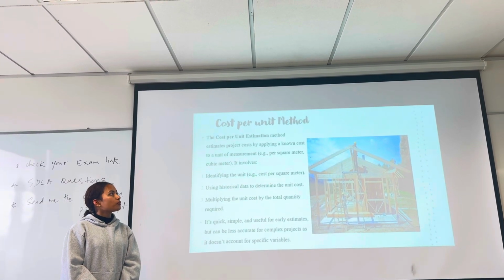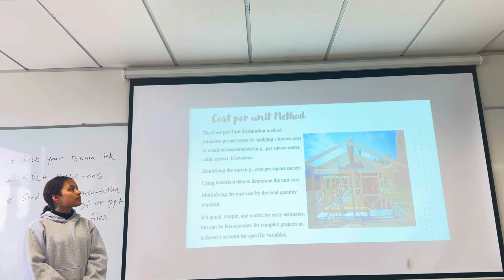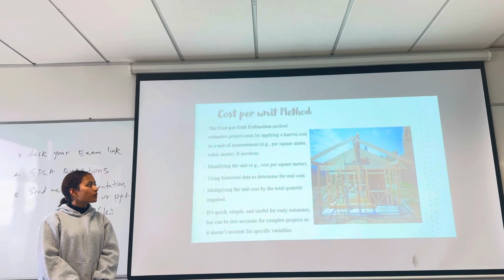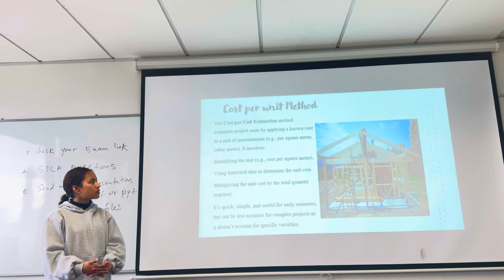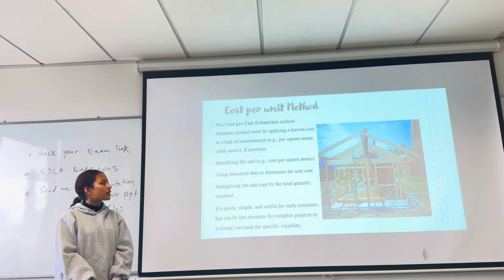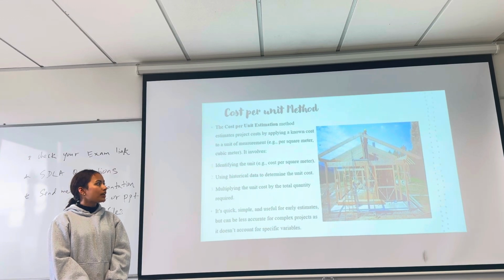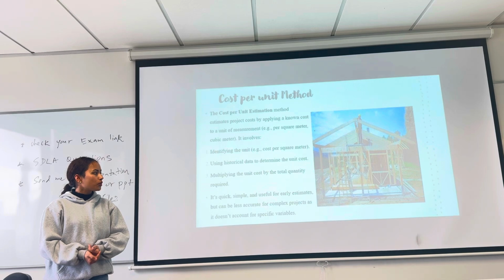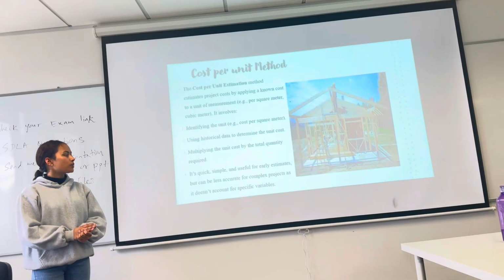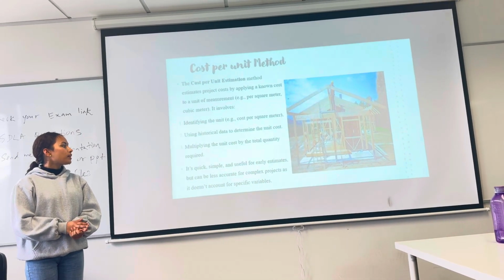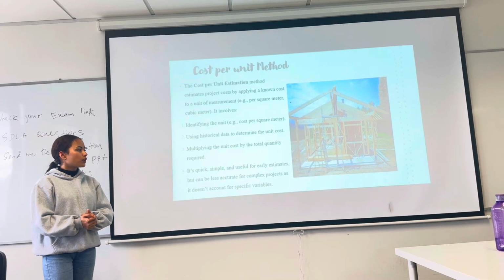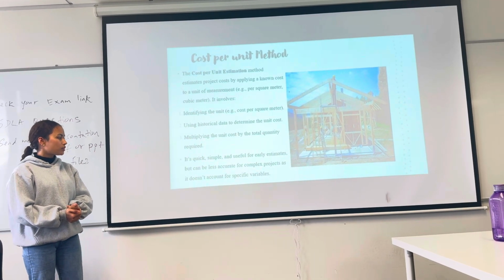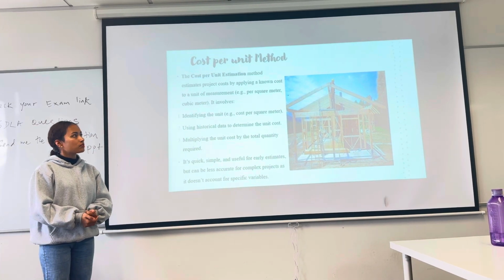The cost per unit method estimates the project cost by applying a known cost to a unit of measurement, for example per square meter or cubic meter. It involves identifying the unit, using historical data to determine the unit cost, and multiplying the cost by the total quantity required. It is quick, simple, and useful for early estimates, but can be less accurate for complex projects as it does not account for specific variables.